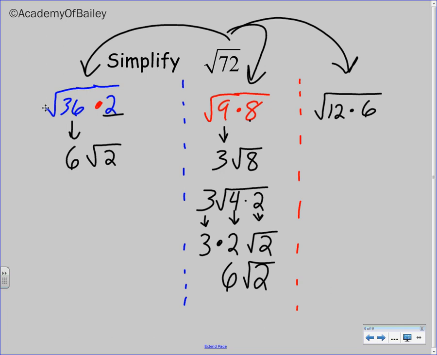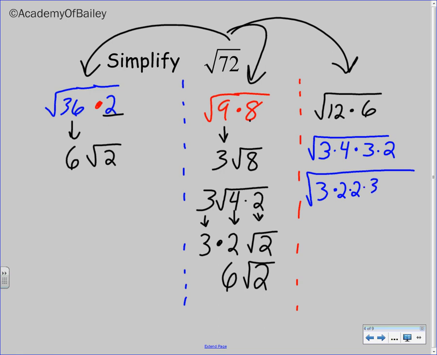Square root of 12 times the square root of 6. Square root of 12 breaks down into 3 times 4. So that's 12. What's 6 break down into? 3 times 2. Now here's the 3. Now what does 4 break down into? 2 times 2. And then here's the second 3, and then the last 2.